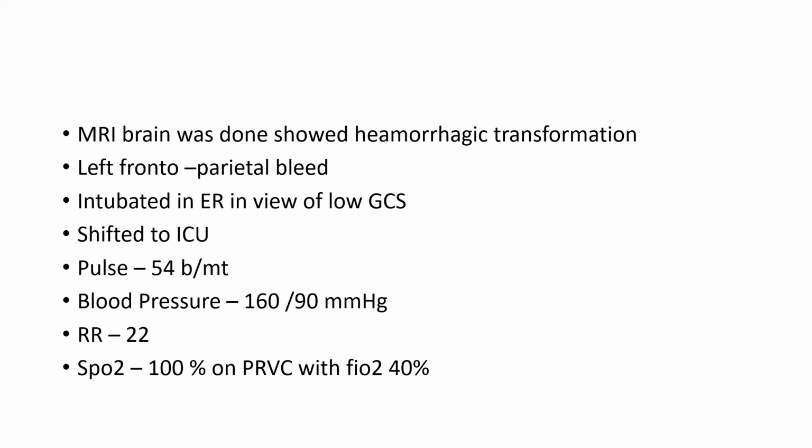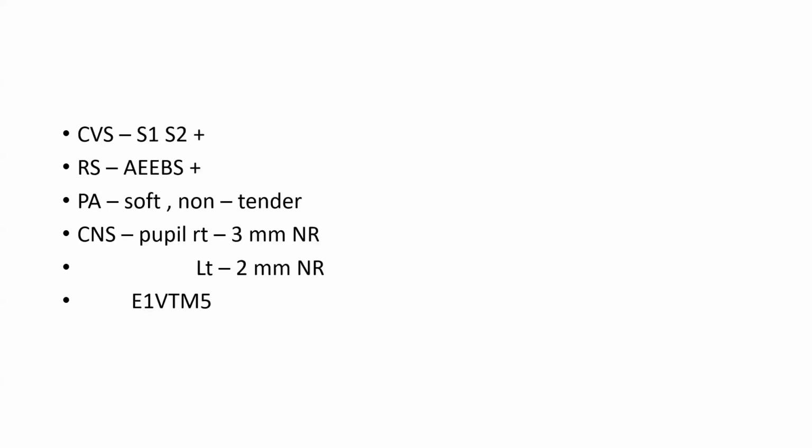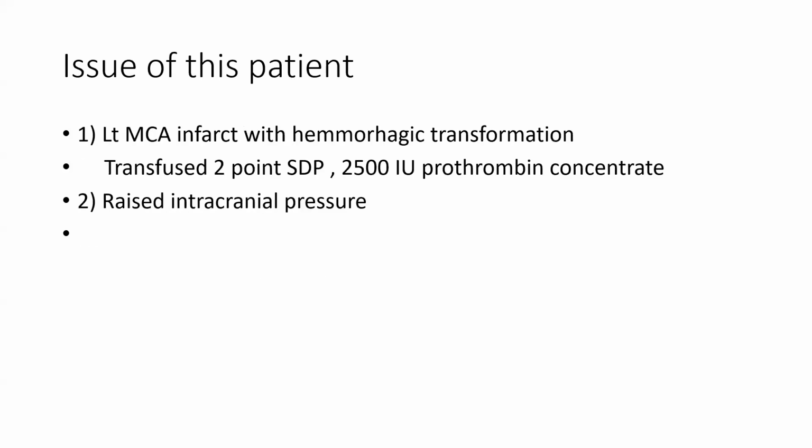On arrival in the ICU, her pulse rate was 54, blood pressure was 160 by 90, RR was 22, and SpO2 was 100% on PRVC with FiO2 of 40%. On systemic examination, CVS S1 S2 present, RS air entry equal on both sides, per abdomen soft non-tender. Pupils were non-reactive, on the right side 3, on the left side 2, and the overall GCS of the patient was V1, VT, M5.